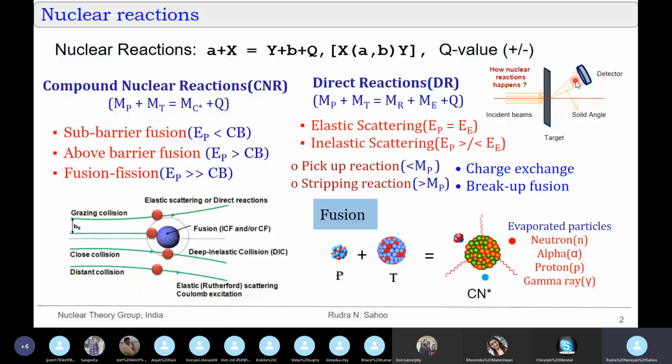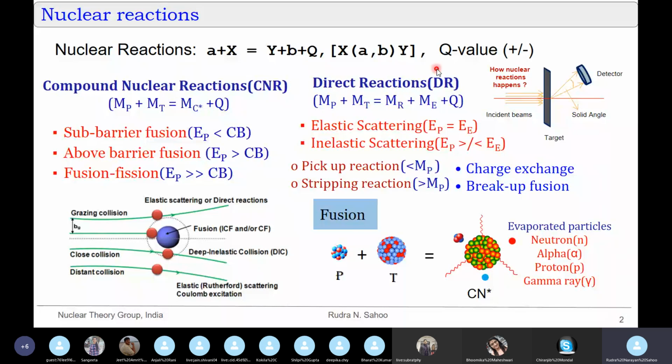And generally, the nuclear reactions are represented as A plus X equals Y plus B. That is, A is our projectile, X is called the target nuclei, and A plus X is called the incident channel, and Y plus B, that is Y is our residual nuclei, B is the ejectile particle. And there is an extra term, that is Q. Q is nothing but the mass difference between the incident channel and the exit channel. And Q is called the energy kinematics of the reaction.